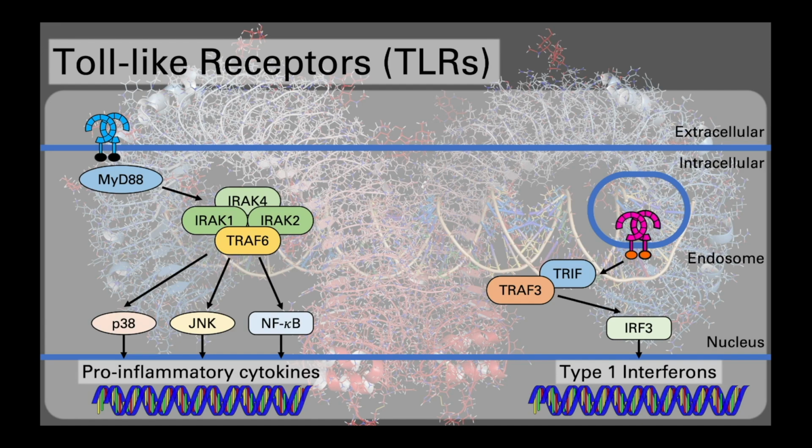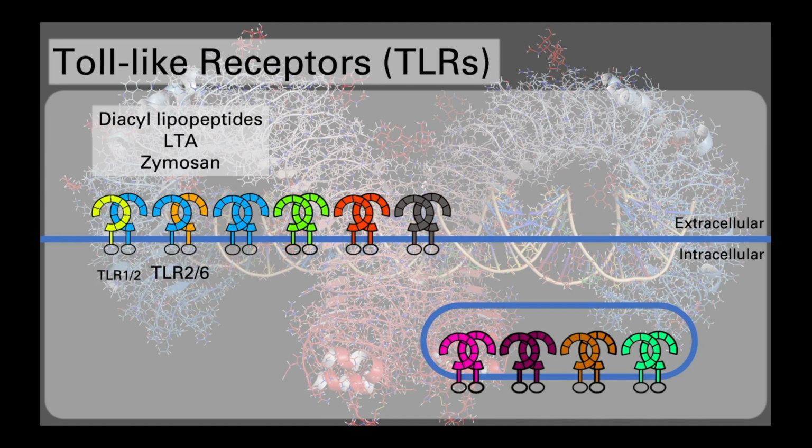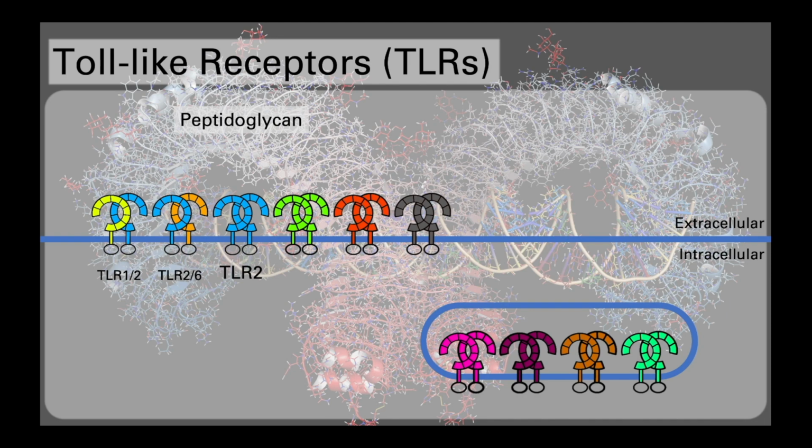If we look at the extracellular receptors first, they need to be able to respond to both gram-positive and gram-negative bacteria. Gram-positive bacteria have a thick external layer of peptidoglycan, which is rich in di- and triacylated lipopeptides. TLR2 is central to detecting lipopeptides and forms a heterodimer with TLR1 to detect triacylated lipopeptides, while the TLR2/6 dimer responds to diacylated lipopeptides, as well as lipoteichoic acid, or LTA, and zymosan from fungi. TLR2 can also form a homodimer to detect peptidoglycans surrounding bacteria.